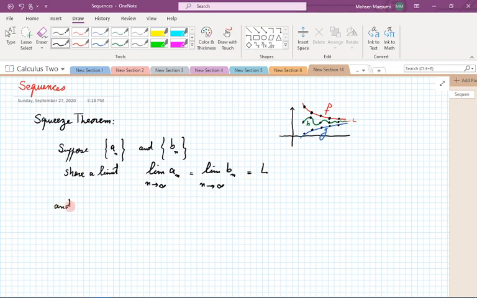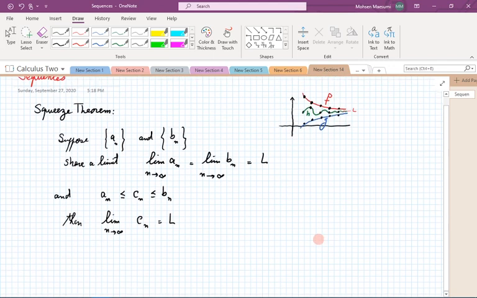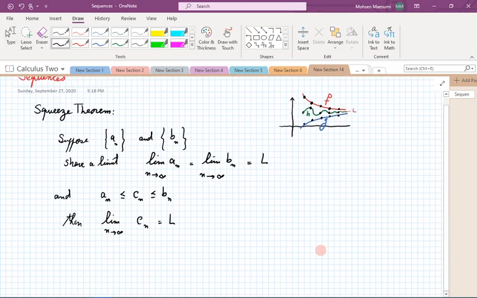And suppose this is the smaller one, this is the bigger one, and the third one is in between the two of them. So a_n is the lower, and c_n is in between, and say b_n is on the top. And then the limit of c_n as n goes to infinity is also L. So that is the case of a sequence that is stuck between the other two.